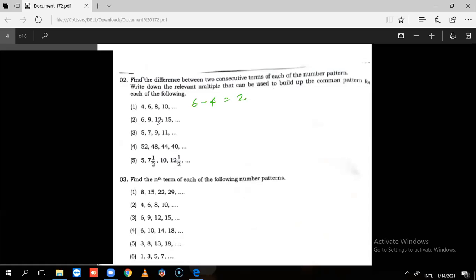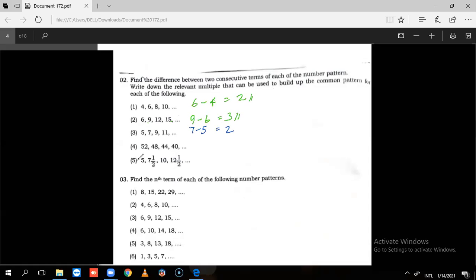Second one, 9 minus 6, 12 minus 9 also 3, 15 minus 12 also 3. Right? You can write the answer like this. Next one, 7 minus 5, that is also 2.